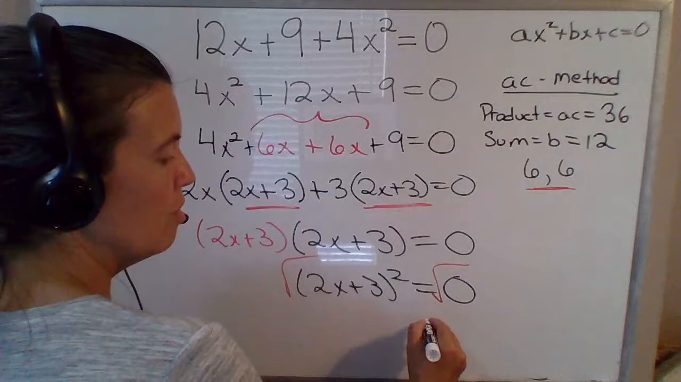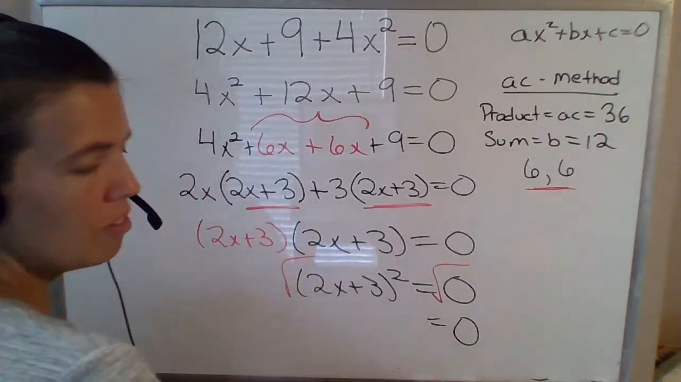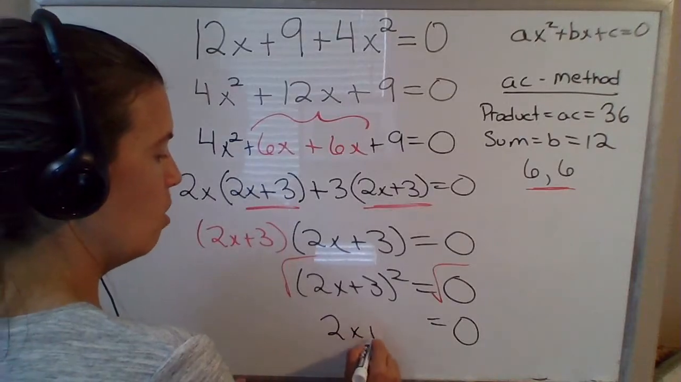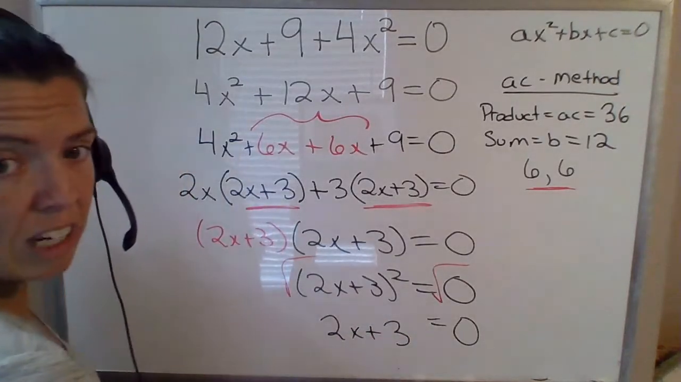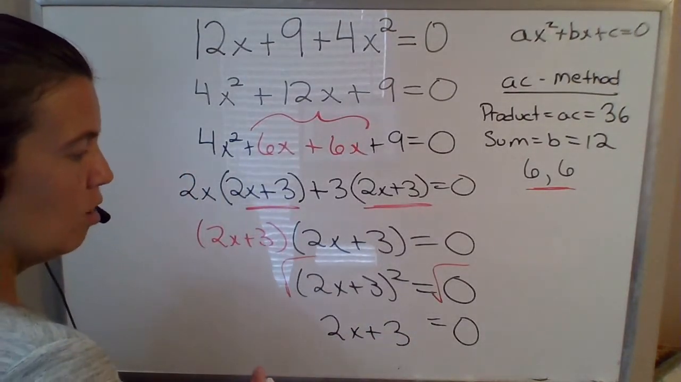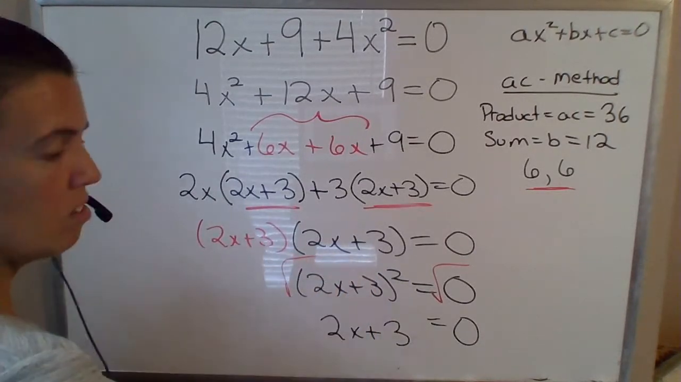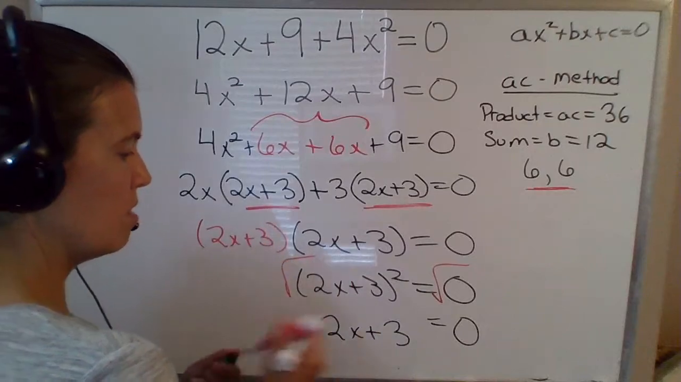The square root of 0 is 0, and I don't need to write plus 0, negative 0. I can just write 0. So this is a quadratic equation that's going to actually have only one solution. Or sometimes we call it a repeated solution. It's kind of like you get the same solution twice because we have the same factor twice.